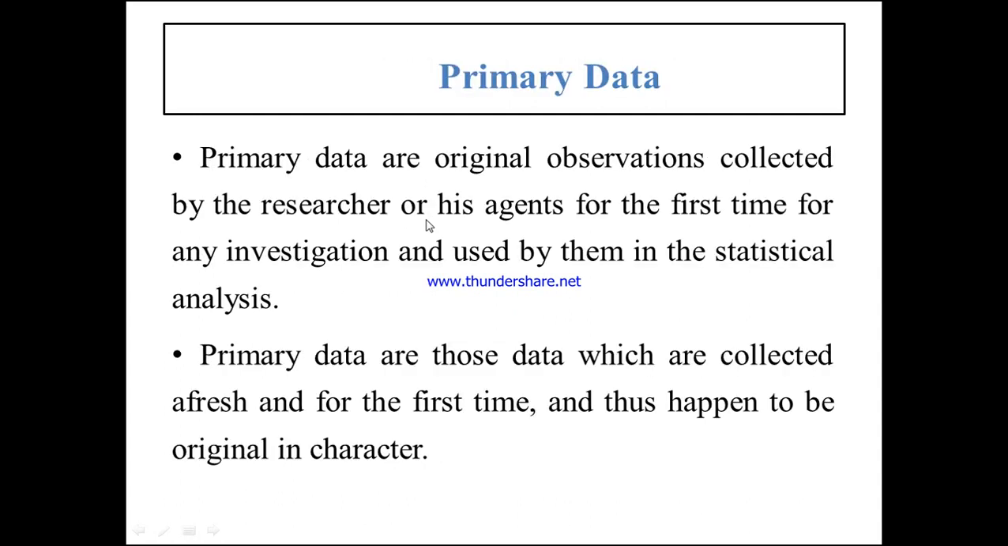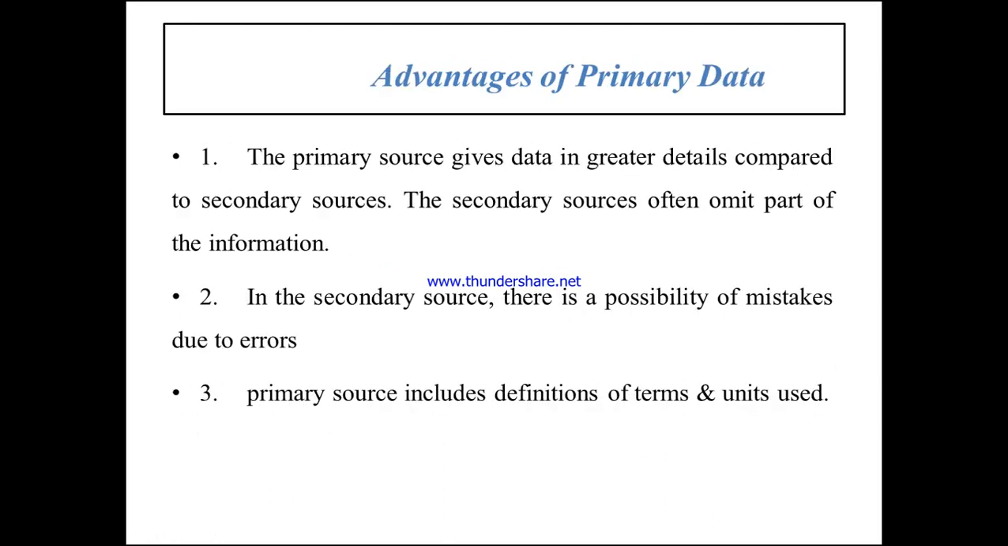With regard to primary data, they are originally collected by the researcher or his agents for the first time for any investigation and used by them in the statistical analysis. Primary data are those data which are collected afresh. The primary data is fresh data which is collected now. But the secondary data is data which was collected by other individuals or organizations for a different purpose.